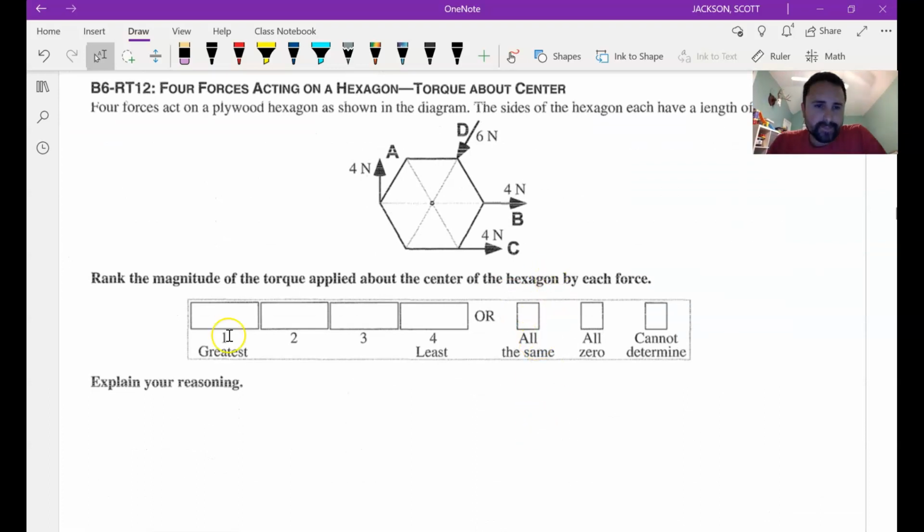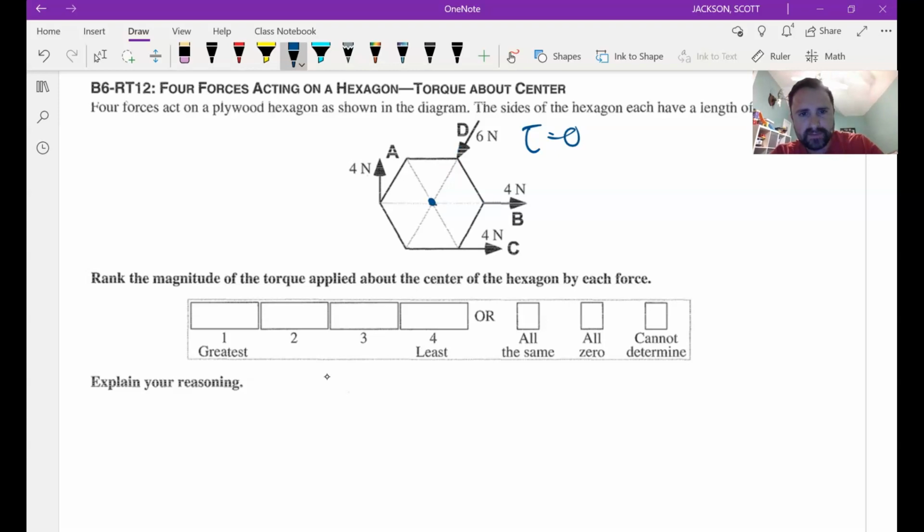Roll through a couple more. Rank the magnitudes of the torques applied about the center for each one of these. So, force through the axis of rotation, torque equals 0, lever arm equals 0. Lever arm equals 0, torque equals 0. Let's look at these two.